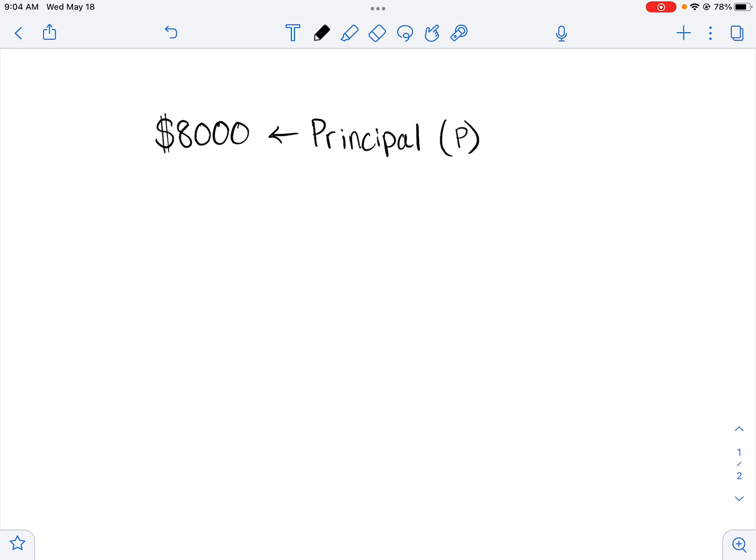Then there's also an interest rate. What is the rate that you're going to invest at? Let's say this interest is going to be 8%. So you're earning 8%. They usually tell you how often you're earning that interest. Let's say you're earning that interest per year, so every year you get 8%. We call that the interest rate, and usually we designate it with an R.